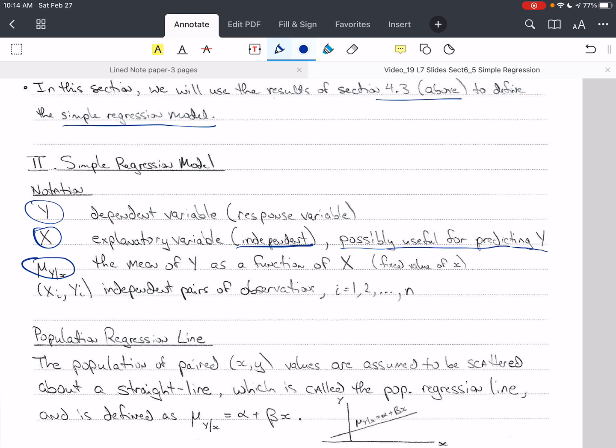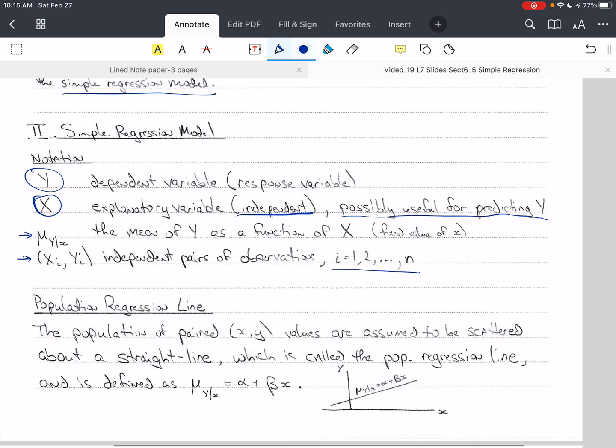Mu of y given x, the conditional mean of y at the value of x, is given by this symbol here. And then the pairs of points x sub i, y sub i are independent pairs of observations for i equals 1 to n, n being our sample size. So we first talk about the population regression line. The population of paired x and y values are assumed to be scattered about a straight line, which is called the population regression line. And we use the formula from section 4.3: mu of y given x is equal to alpha plus beta x, X being the random variable, little x being the actual value that we plug in for it.